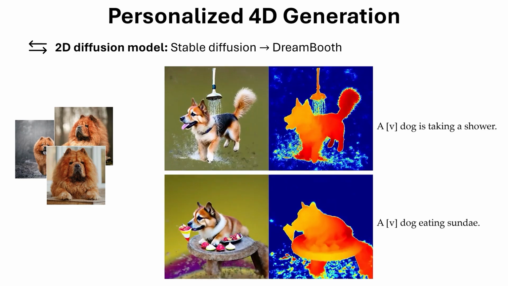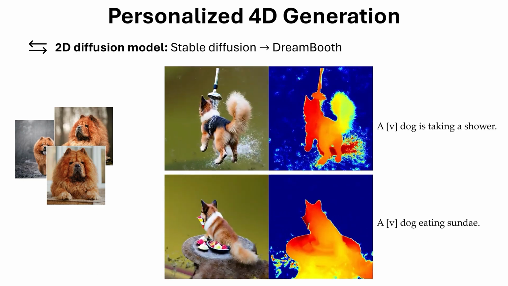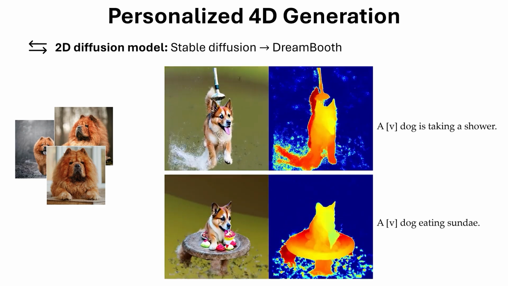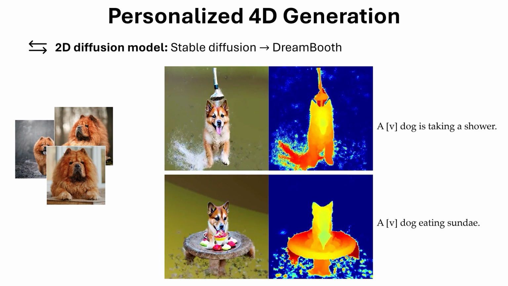And the final thing they tried is personalized 4D generation, where they replace Stable Diffusion with DreamBooth so that you can give it a bunch of images and fine-tune the diffusion model to generate your personalized images. But the results don't seem very identical to the given image.